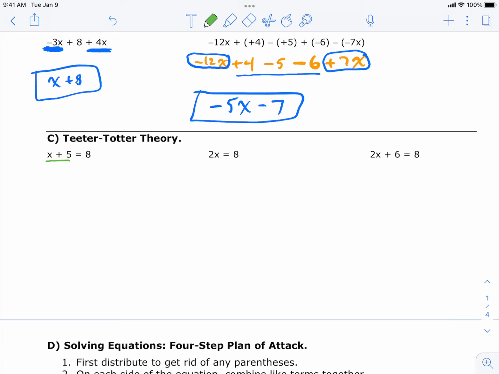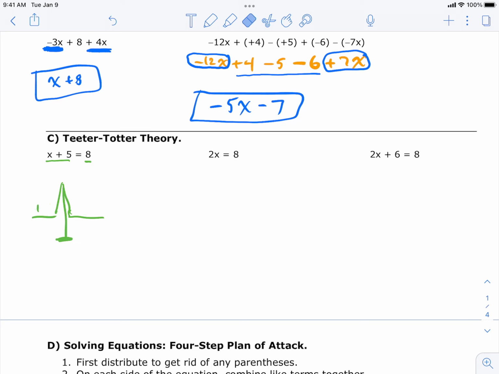This is an equation. This is supposed to be the same as this. X plus 5 is supposed to be the same as 8. That would mean that if you made a scale here, like a balance, so that's supposed to be like a balance, if you put an x plus 5 on this side, and you put an 8 on this side, it should be balanced. They should actually balance quite nicely.